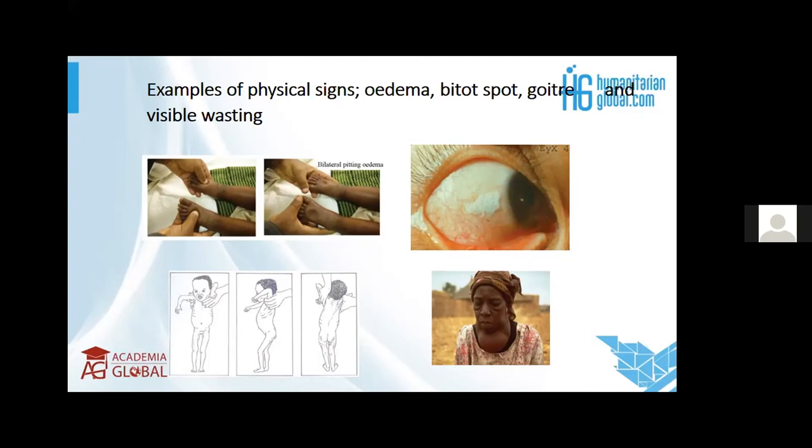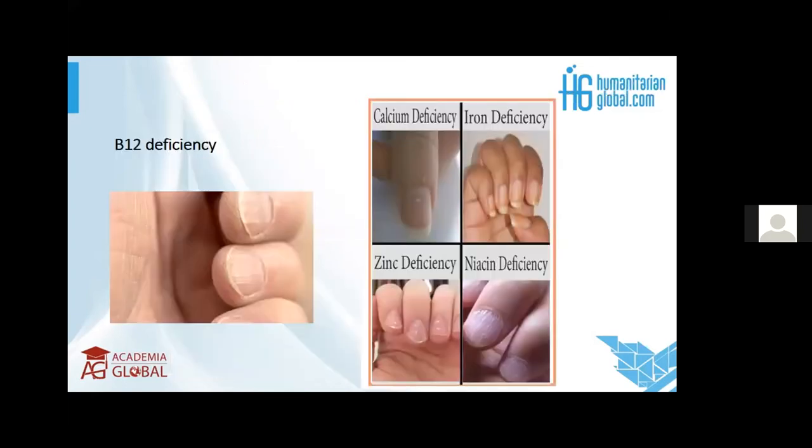The second picture, the eye there, shows the Bitot spot. It could indicate vitamin A deficiency. There is a picture of a wasted child. You can see the ribs are showing, and the child has a big tummy. That could be an indication of wasting. And there is a lady there with an extended neckline. That is the thyroid gland swollen. It is a sign of iodine deficiency, that is goiter.